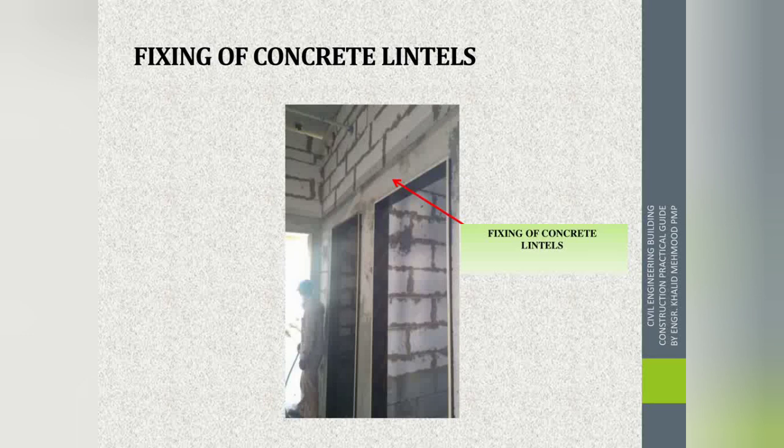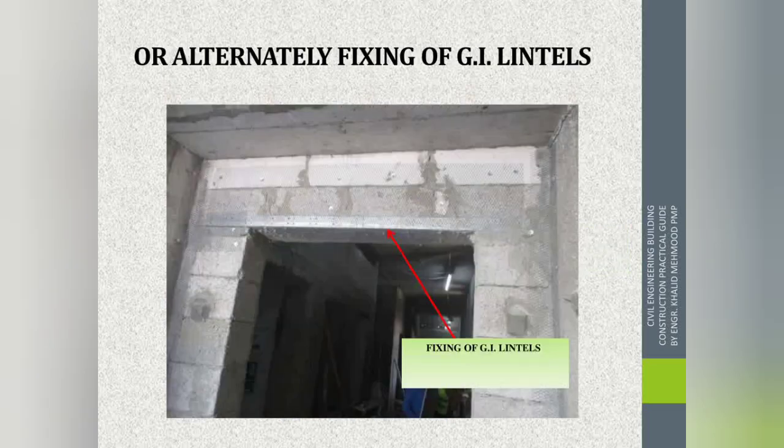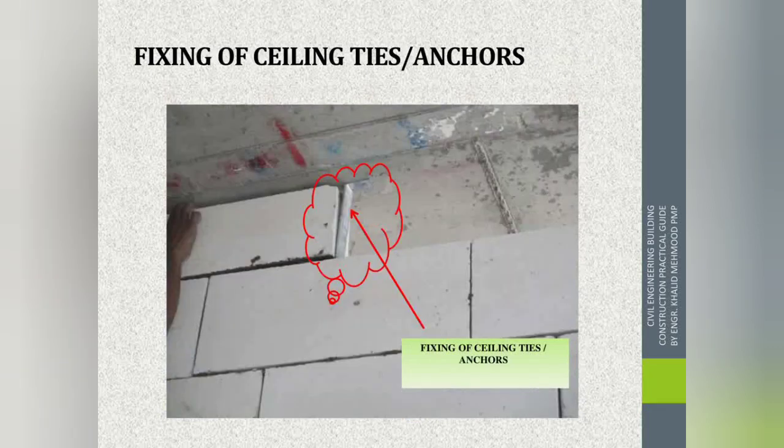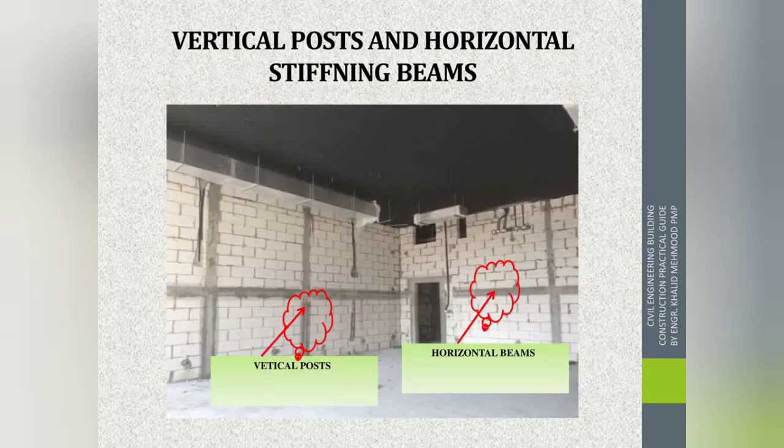Once we reach the lintel level, we cast the lintel. It can be a concrete lintel as you can see here, or it can be a GI lintel as you can see here. It depends upon your project whether it is a concrete lintel or a GI lintel. Both are okay, no problem. Now after the block work to full height, you can see this is the last block, and on the last block we have fixed again the ceiling tie or ceiling anchor. This is the connection of the block work with the ceiling.